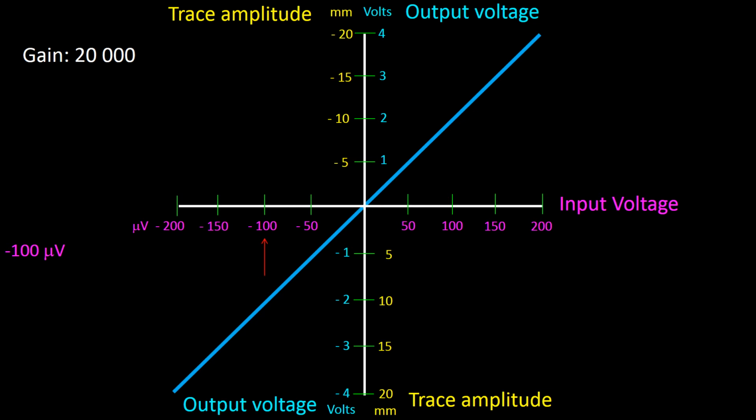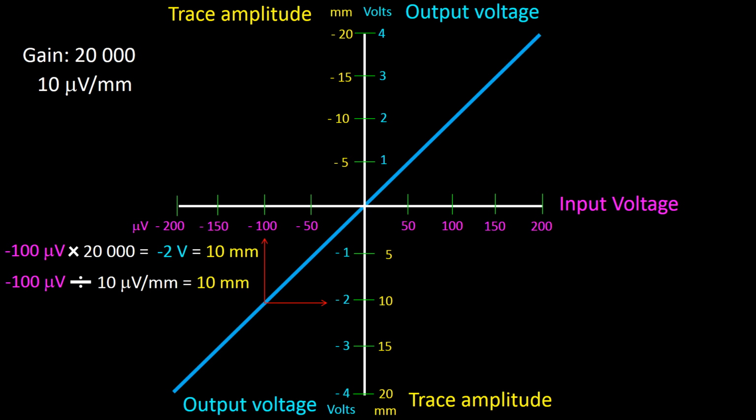So if we have an input of negative 100 microvolts, to which we apply a gain of 20,000, we end up with 2 volts. That is 2 negative volts, which corresponds to a vertical upward displacement of 10 millimeters. I have now added to the chart a sensitivity of 10 microvolts per millimeter. If again we take a negative 100 microvolt input voltage and divide it by the sensitivity, which we have just expressed, the result is a vertical upward displacement of 10 millimeters.